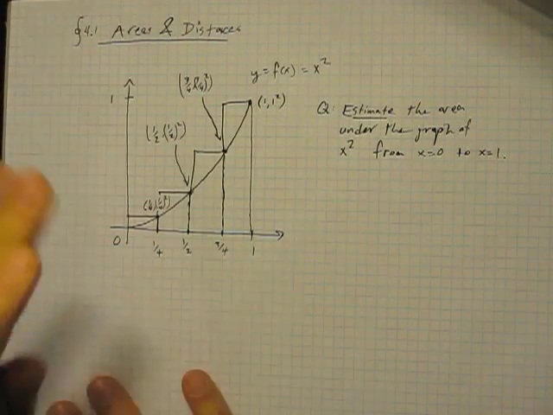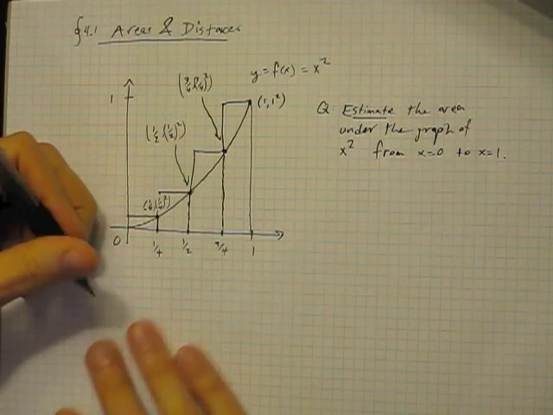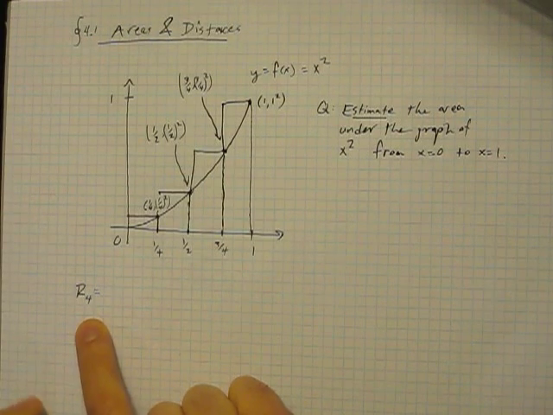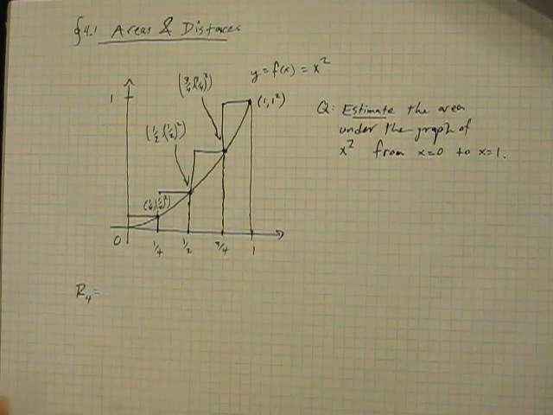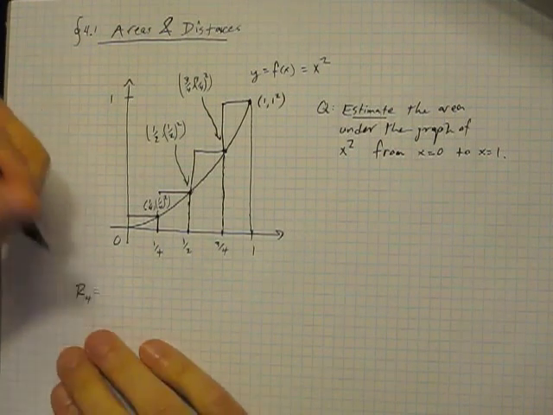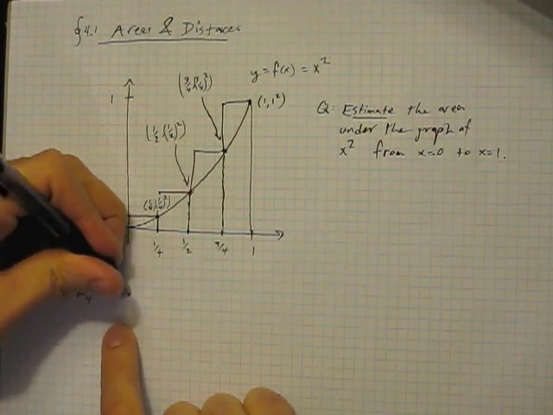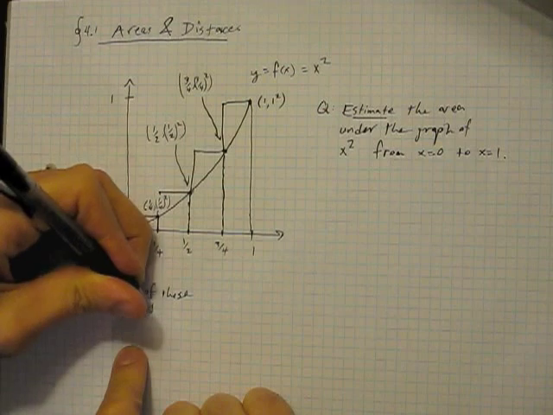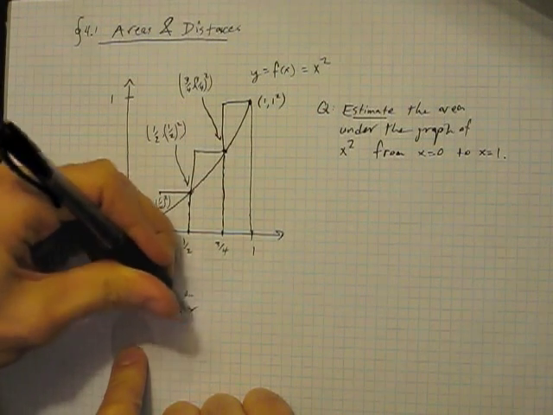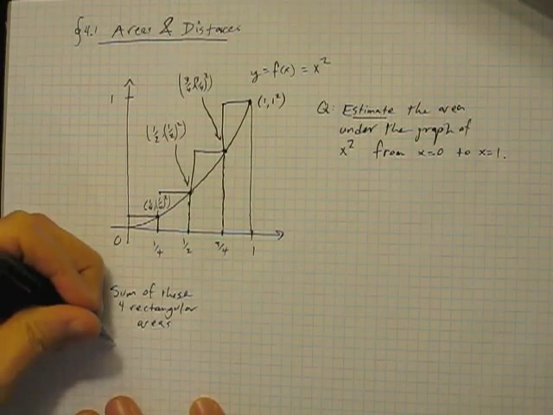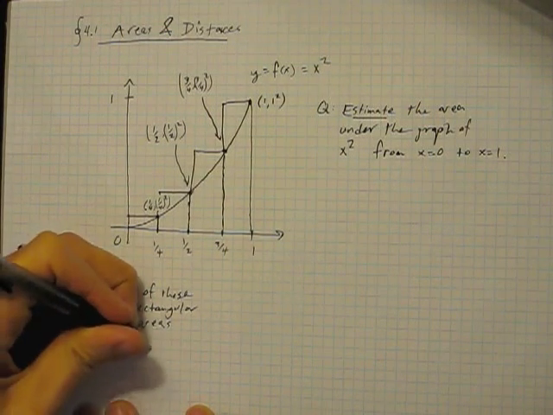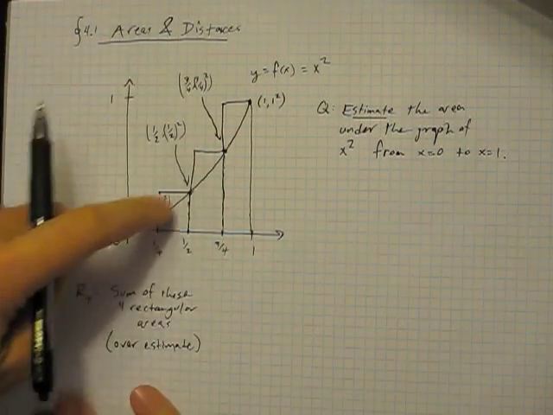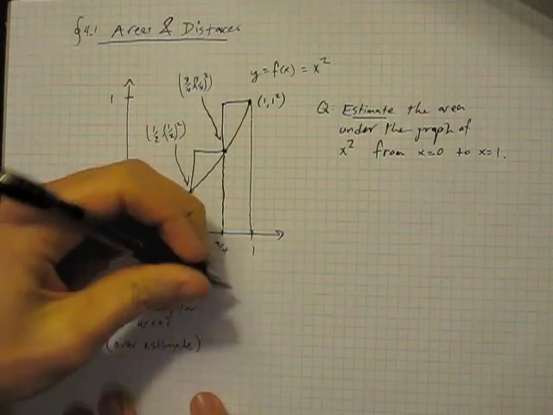Okay, so let's sum up these areas right here. So I'll call it R4. This notation will be important. R stands for rectangles, and 4 stands for there's 4 of them. So R4 is going to be the sum of these 4 rectangular areas. Okay, and notice this is an overestimate. It's an overestimate because the rectangles all lie above the graph. The tops of these rectangles all lie above the graph.